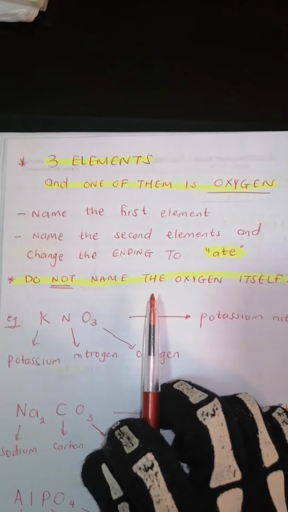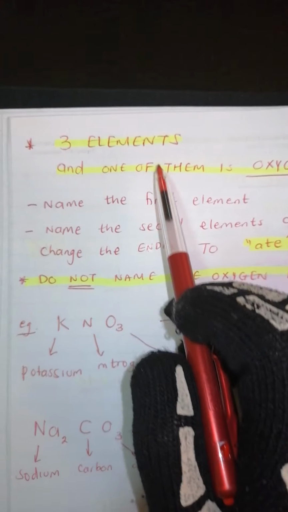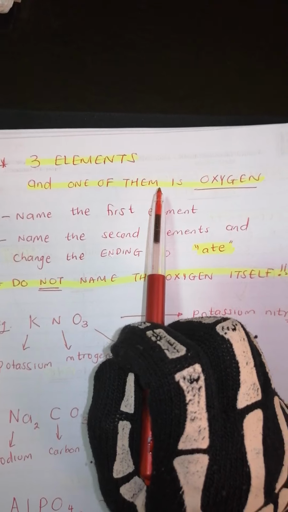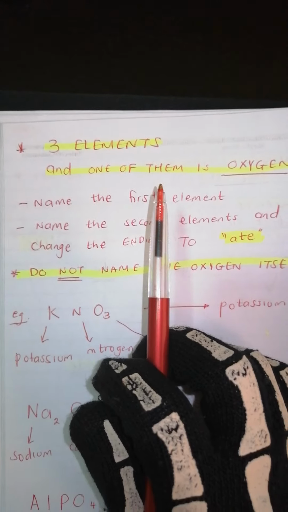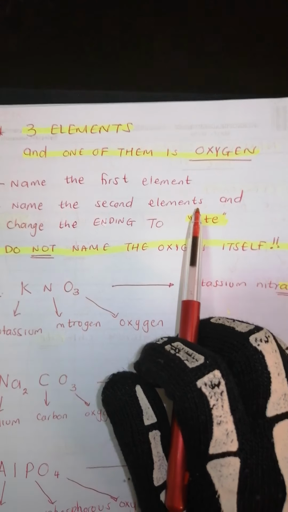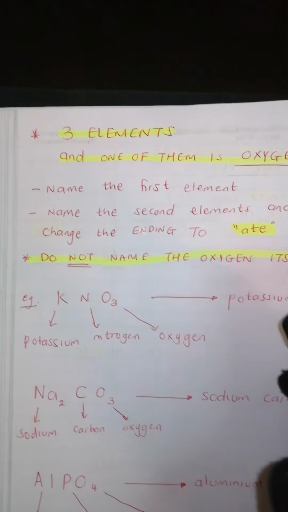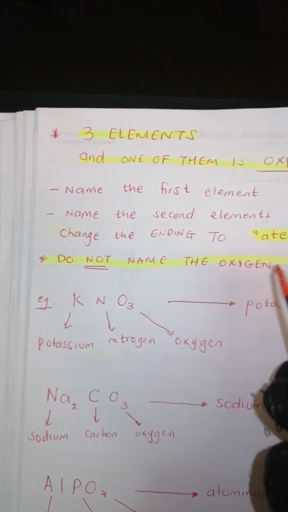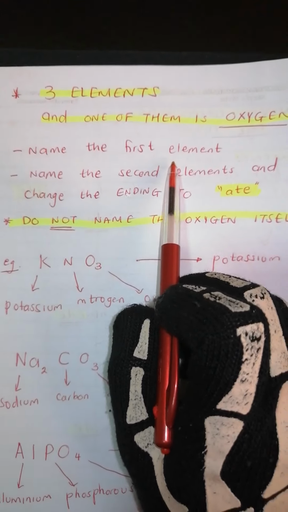Right, now we're going to go on to naming compounds that have three elements in them, and one of those elements is oxygen. So we're dealing now not with 2 elements, but with 3 elements, and one of them has to be oxygen. Now, the steps or the rules for naming it are quite similar to naming compounds that have 2 elements.